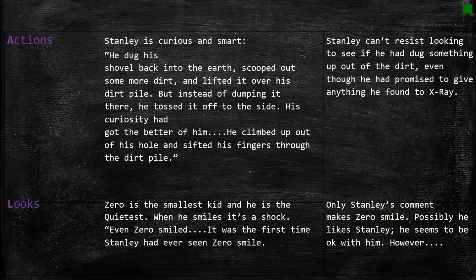Actions. Stanley is curious and smart. He dug his shovel back into the earth, scooped out some more dirt, and lifted it over his dirt pile. But instead of dumping it there, he tossed it off to the side. His curiosity had gotten the better of him. He climbed up and out of his hole and sifted his fingers through the dirt pile. Stanley can't resist looking to see if he had dug something out of the dirt, even though he had promised to give anything he found to X-Ray.